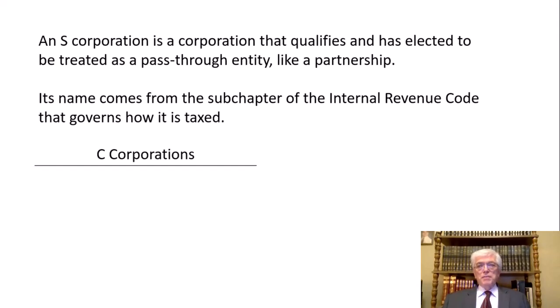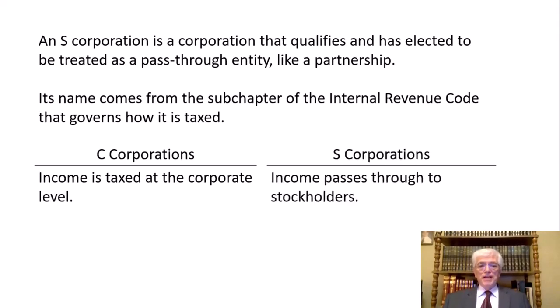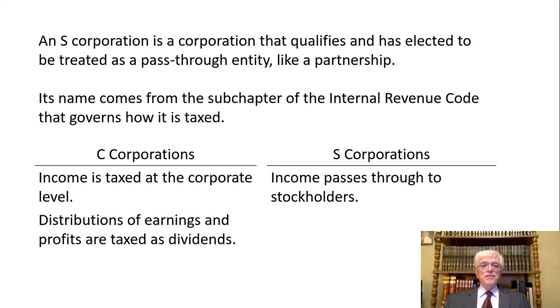C corporations, the corporations that we discussed in the first two-thirds of this course, have income taxed at the corporate level. You know how to do that, 21% of taxable income for the corporation. For S corporations, generally the income will pass through to the stockholder. There are such things as S corporation taxes, but the primary taxation of an S corporation is by passing the income through to the stockholder. For C corporations, distributions of earnings and profits are taxed as dividends. Distributions of S corporations are generally not taxed.